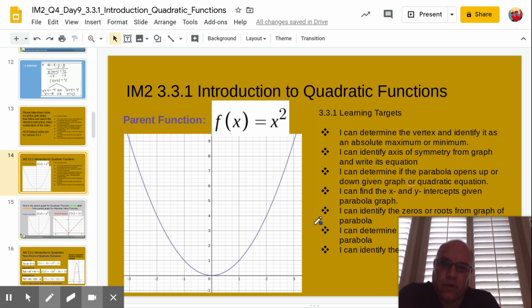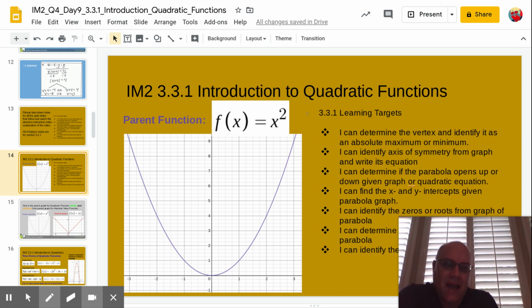All right, this unit we're going to look at quadratic functions. So here's the parent function f of x equals x squared, and we have a parabola. And so our targets for today is I can determine the vertex, identify if it has an absolute max or an absolute min. So I'm hoping you have a lot of prior knowledge there. This should be a quick one for us.